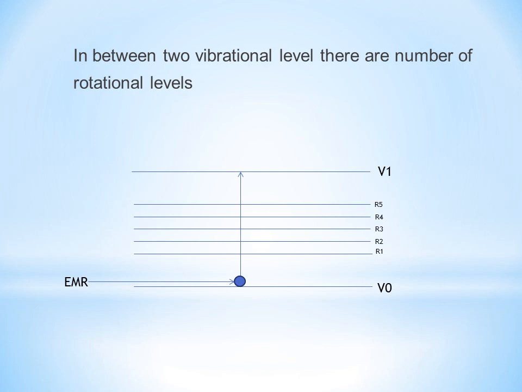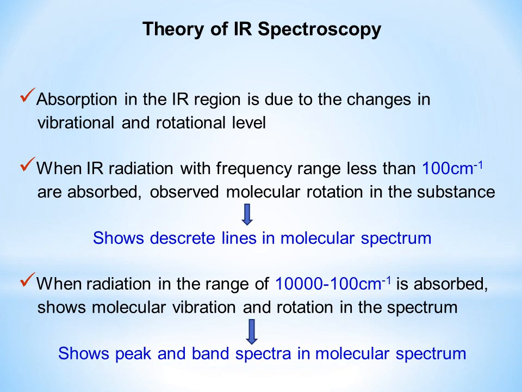what happens? EMR gets absorbed by the molecule and there is a transition from a lower vibrational energy level to a higher vibrational energy level. This single change in a vibrational level can give you a number of changes in rotational levels. That's why we call it rotational vibrational spectroscopy. Now we are going to move towards the theory of IR spectroscopy.